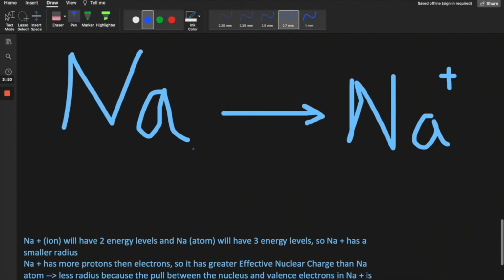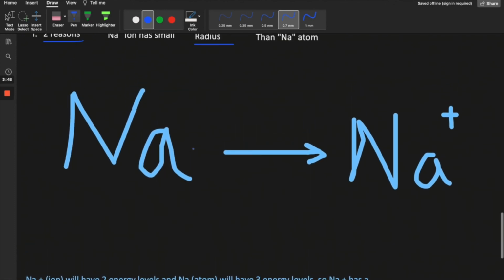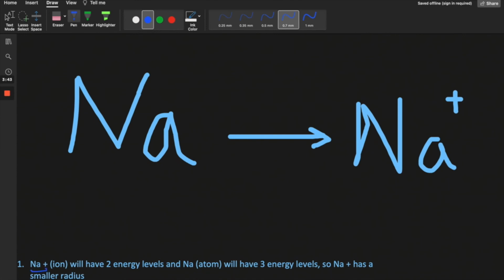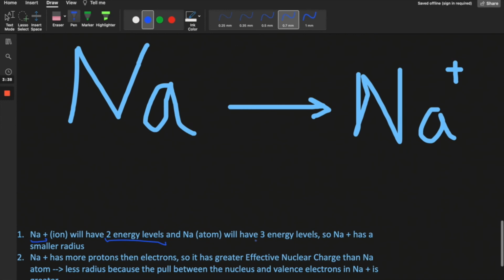So the first reason we're going to say is that a sodium ion, which we are calling Na+, will have 2 energy levels and the normal sodium atom will have 3 energy levels. As a result, Na+ has a smaller radius. The second reason we're going to write is that Na+ has more protons than electrons. So it has 11 protons and 10 electrons.